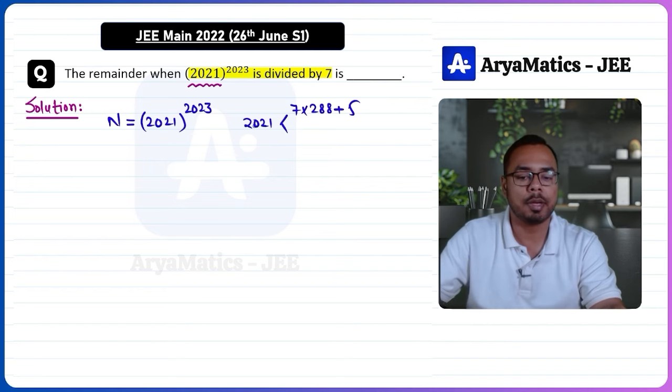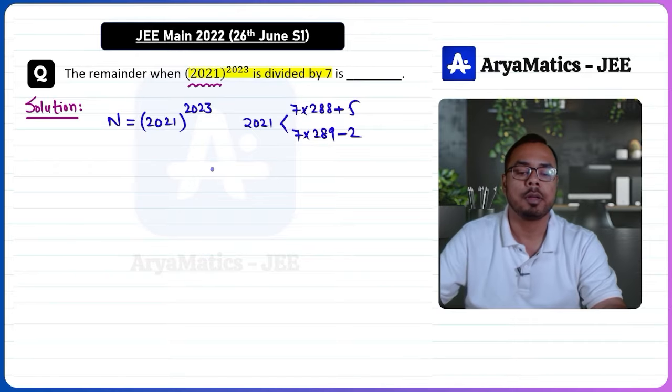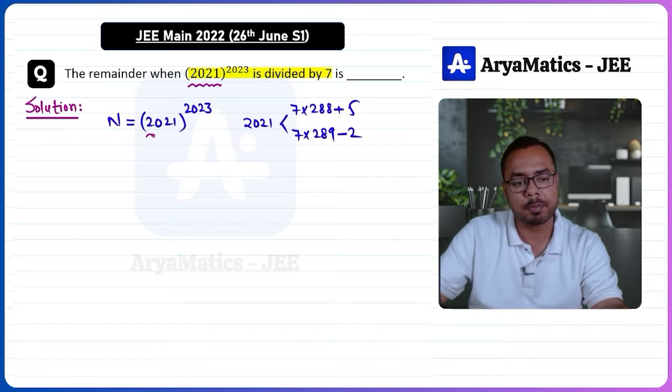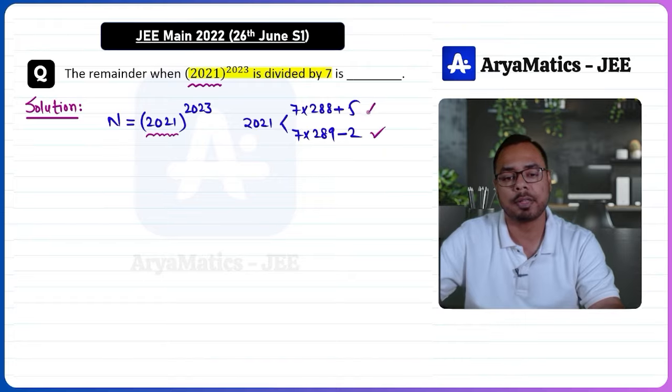Another approach is that you can write the same thing as 7 into 289 minus 2. Now, when we have to reduce or decrease this base, we should always prefer the second form.